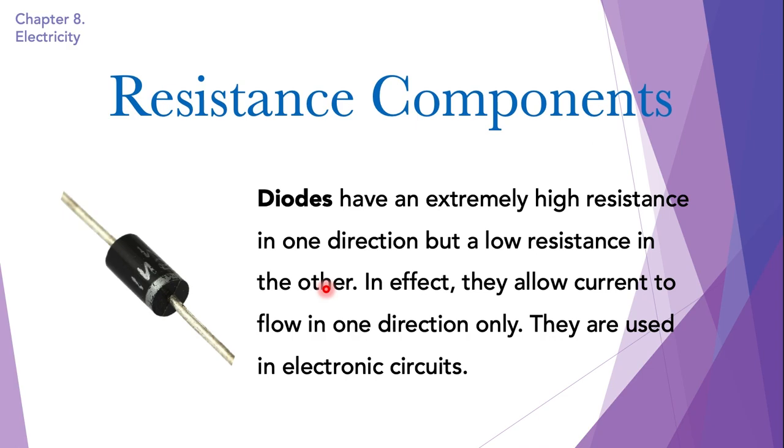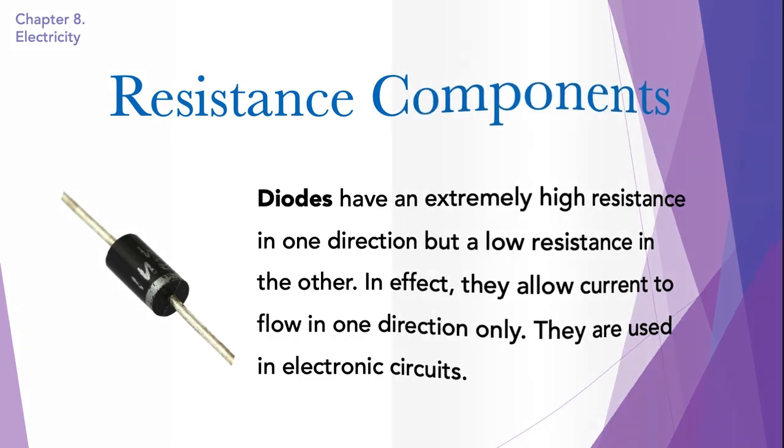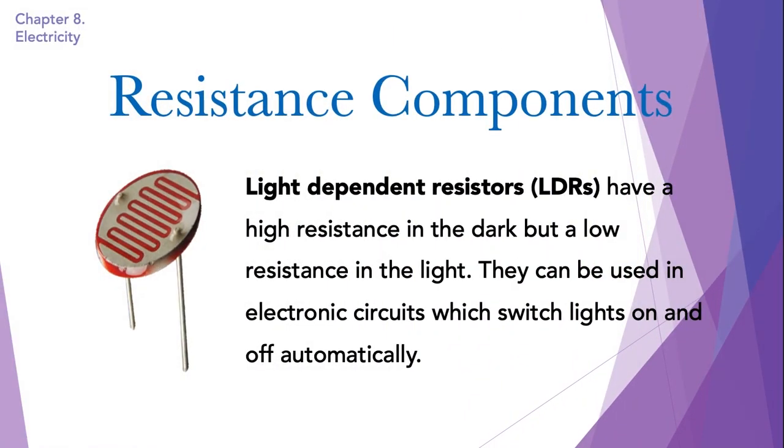So these were the resistance components. Here we have the resistance components with their circuit symbols. The thermistor has this circuit symbol. This is the resistor symbol. The diode is represented with an arrow. The direction of this diode can be reversed. If the current is in this direction, then the arrow would point in this direction. This is the variable resistor. It has an arrow in between, and the light-dependent resistor. So these were the resistance components. Each one has a different use in different scenarios.